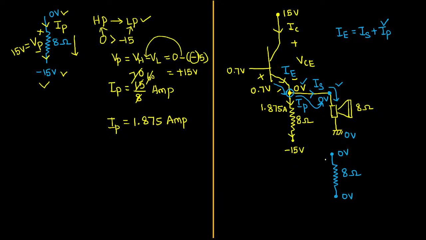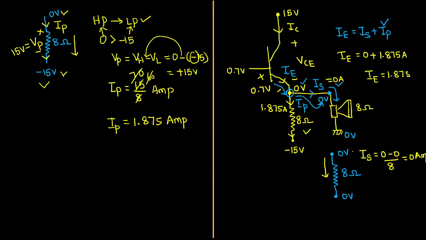Then what can be the expected value of current here? Now here there is no higher potential, there is no lower potential. To find the speaker current, we subtract 0 minus 0 divided by the 8 ohm resistor according to Ohm's law. 0 minus 0 will be 0, and 0 by 8 will be 0 only. So the conclusion is the current flow through the speaker will be 0 ampere. So the value of emitter current can be written as: speaker current is 0, whereas the current flowing through the 8 ohm resistor is 1.875 ampere. So what can we say? Emitter current equals 1.875 ampere.